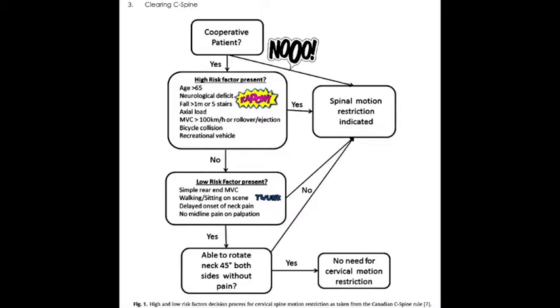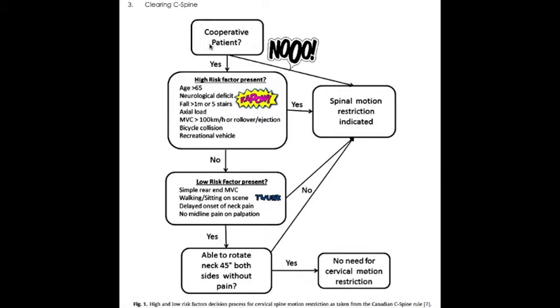It would be useful to have a tool to identify which patients don't need spinal motion restriction. The Canadian C-spine rule is a reliable and sensitive tool that has been developed to this end. It involves asking 4 questions. The first is determining whether the patient is fit to undergo the testing with the Canadian C-spine rule. The second question looks at high-risk injuries. The third question determines whether it's likely that this is a low-risk injury. And the fourth question determines whether the patient can move their head from side to side without pain. We'll go through it now.